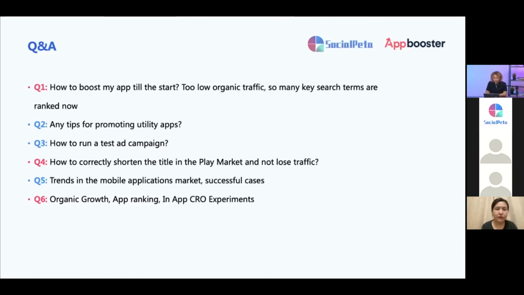Okay, from our perspective, we think that promoting utility apps is the same as promoting other apps. To start your campaign, you should do some research. First of all, you should know who your competitors are or what your similar apps are. You can take a look to see what ads they are using, especially the longer-running or better estimated-impression ads. Second of all, you should try to figure out what ad channels they are using.